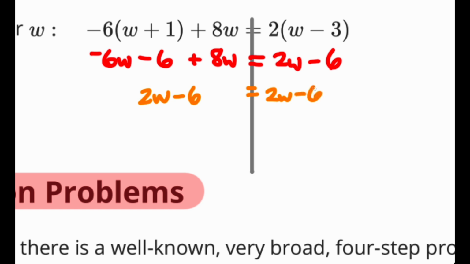Now, whenever this happens, because again, this is similar to the other one that we just did, if you subtract both sides by 2W, this cancels here, this cancels here, you're going to be left with -6 is equal to -6. Now, that is actually true. -6 is equal to -6. So whenever that happens, you're just going to say infinitely many solutions.